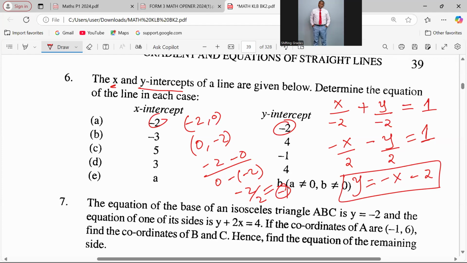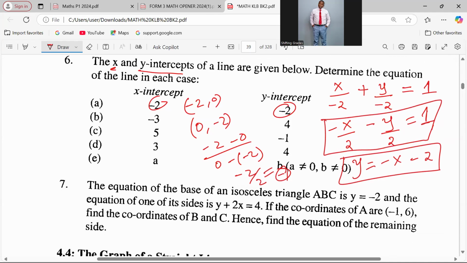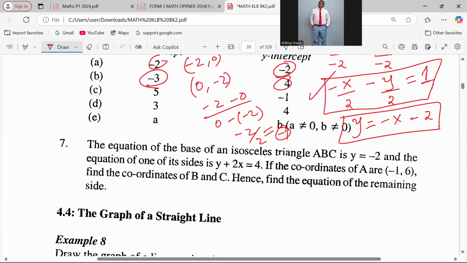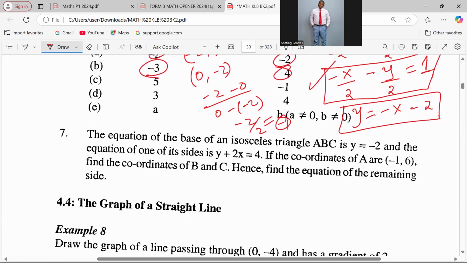So we have 2 formats here, the double intercept form and also y equals mx plus c. And you proceed with the other lines now. -3 and 4. You can use them as coordinates to come up with the gradient, then the equation, and also express the equation in the double intercept form. Kindly embrace the 2 formats. They are really going to help you.